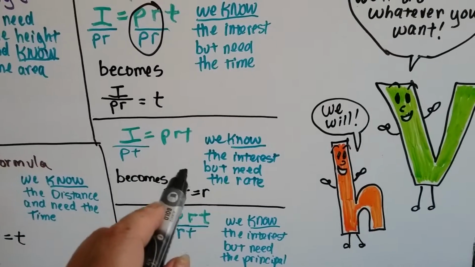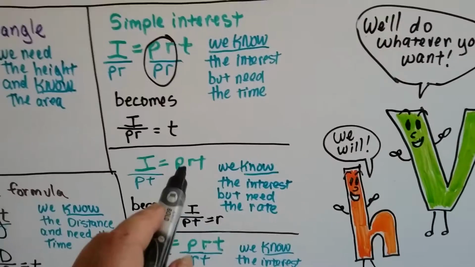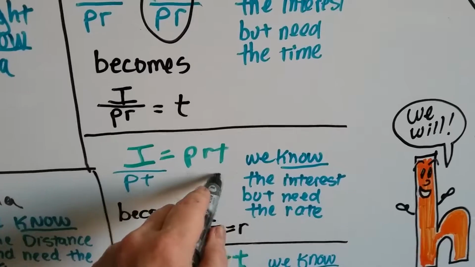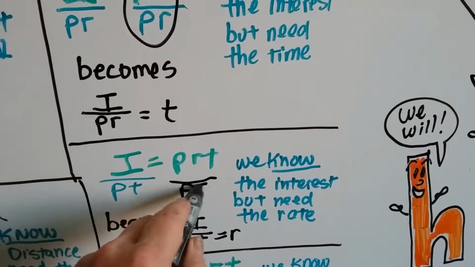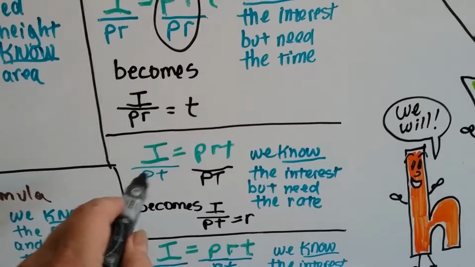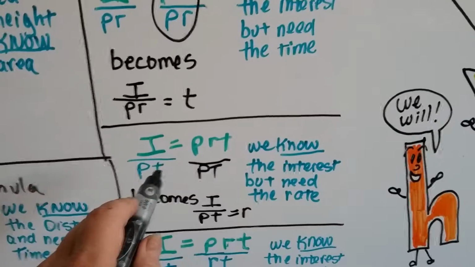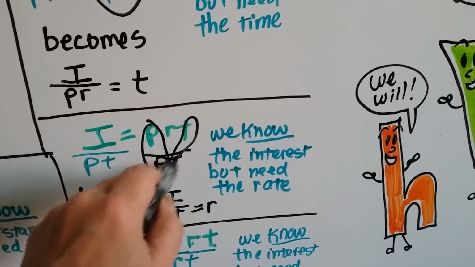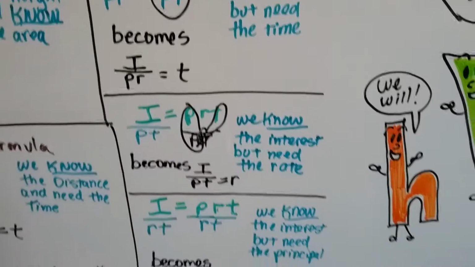All right, what if we know the interest but we need the rate? Well, see what we got to do? We got to divide both sides by the p and the t. And what's going to happen? We're going to have the interest divided by the principal times the time is going to give us the rate because these guys are going to be gone, aren't they? We're going to get that r by itself.